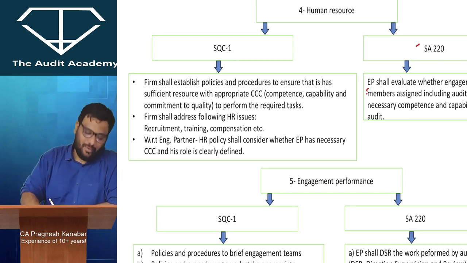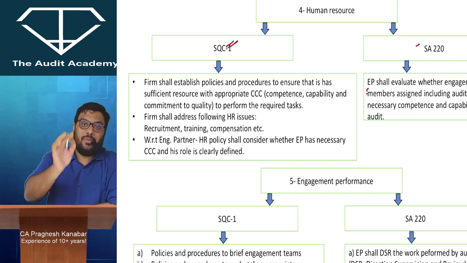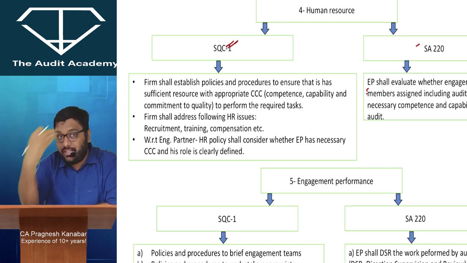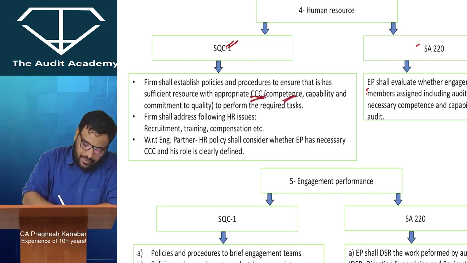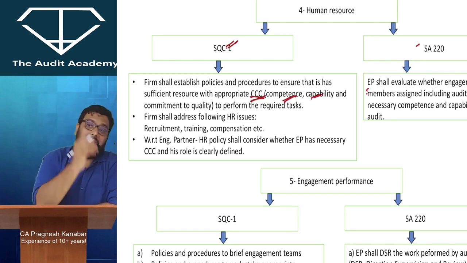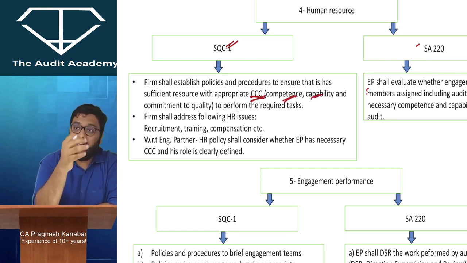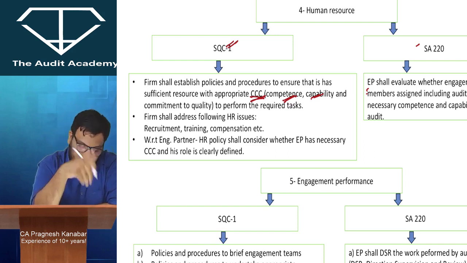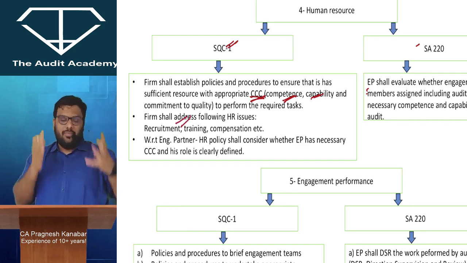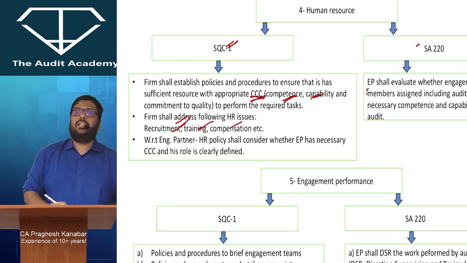So there is a point only in SQC 1 that the firm should establish policies and procedures to ensure human resource management. First of all, the human resource itself should be CCC: competent, capable, and it should show commitment to quality. My HR should get me such employees and articles who have lots of CCC. I hope the C that you are reading over here and not the C that you are thinking. Then, when it comes to the HR department, I should have some policies of recruitment, training, compensation and so on.